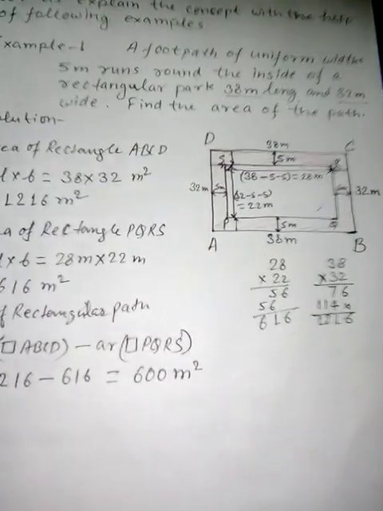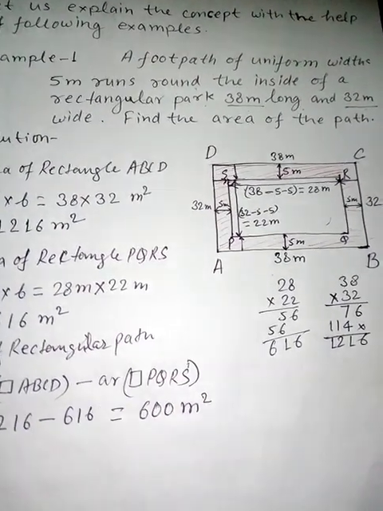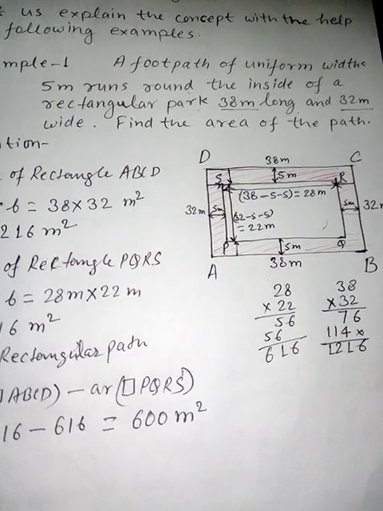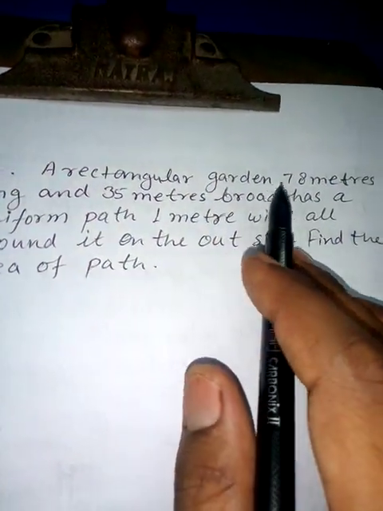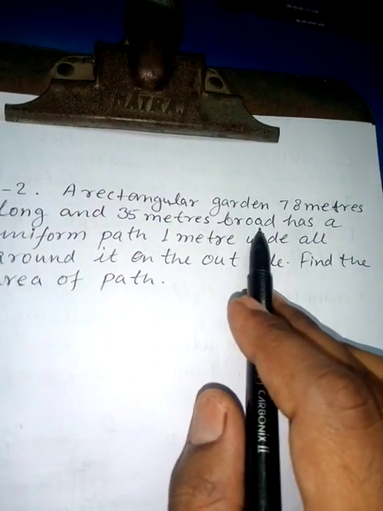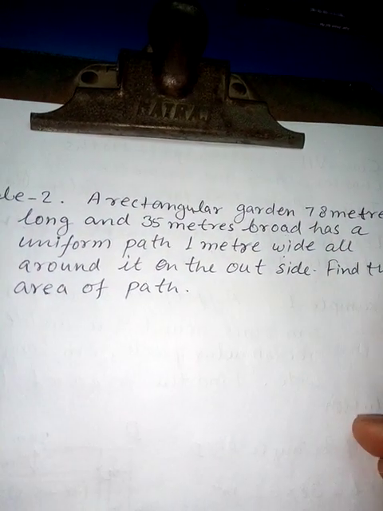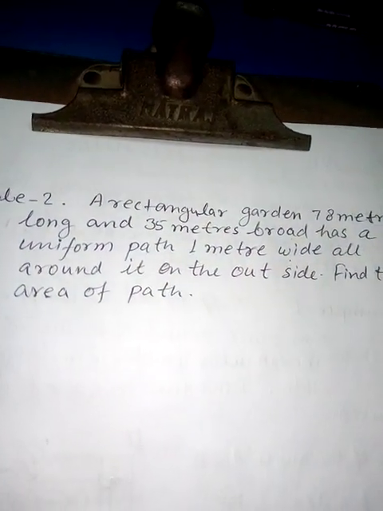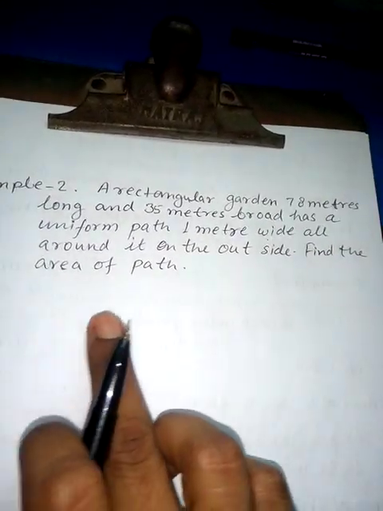So this is the way to find out the area of a rectangular path inside a rectangular garden, rectangular park, etc. Now students, I am taking another example. A rectangular garden 78 meter long and 35 meters broad has a uniform path 1 meter wide all around it on the outside. It means from the outside. Find the area of path.